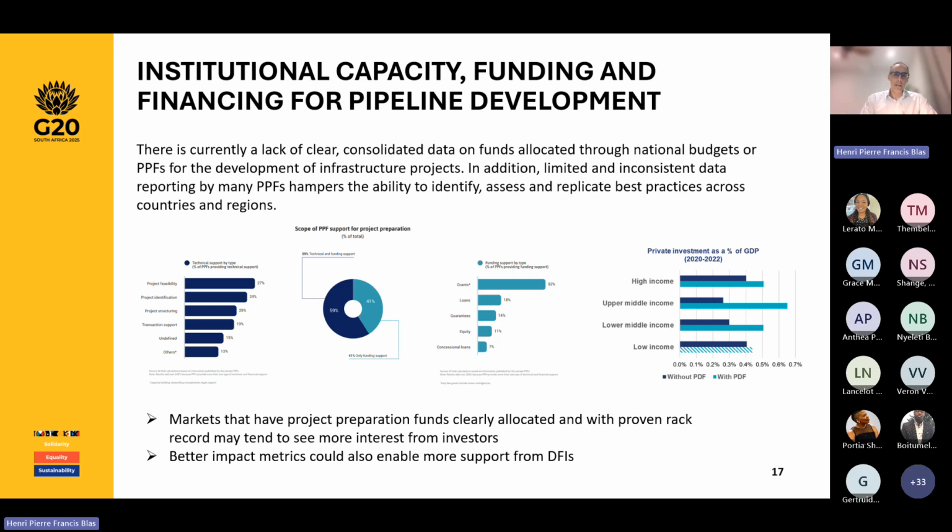So for DFIs and donor countries, that's a challenge, because then it's very difficult to replicate what has worked if you don't have that data. What we know, at a very high level, is that countries that say they have project development funds, and here we usually don't have the size of those funds, do seem to do better in terms of private participation in infrastructure. That's the graph on the right-hand side. But again, the quality of the data is not great. So we seem to indicate that this is useful, but the fact that the data doesn't really exist makes it very difficult to scale up the best practices.